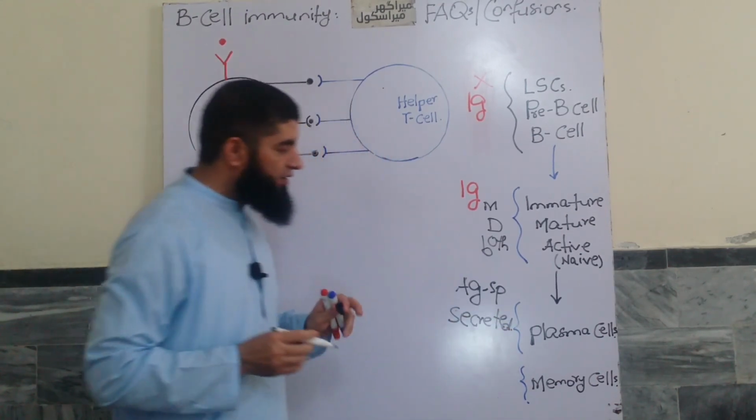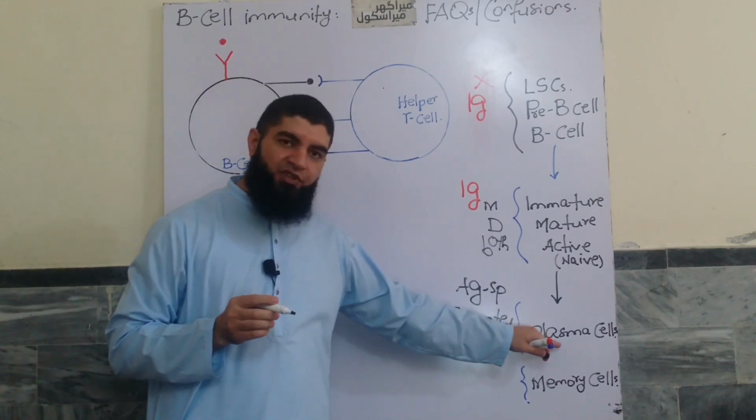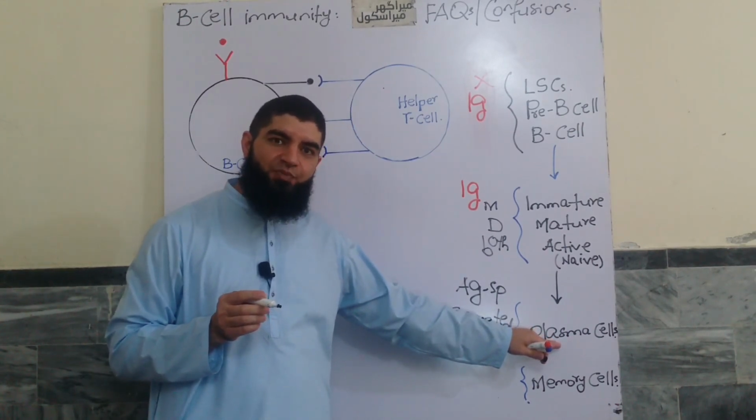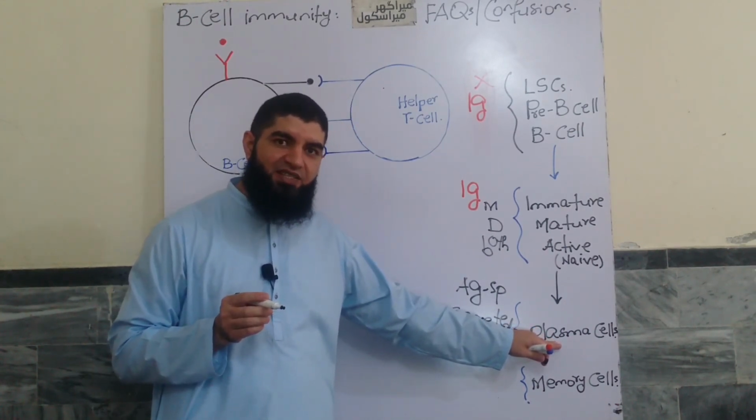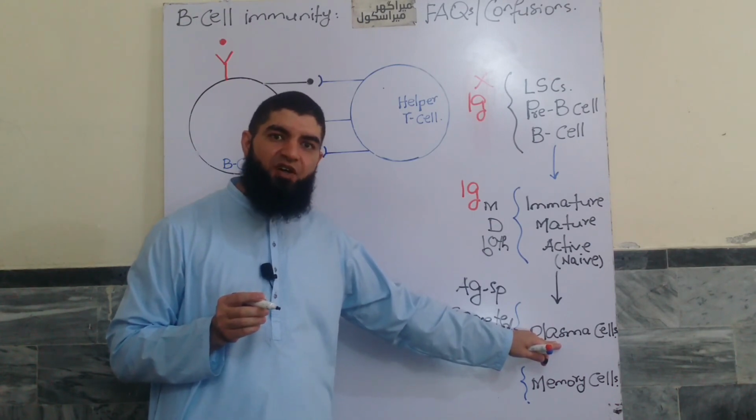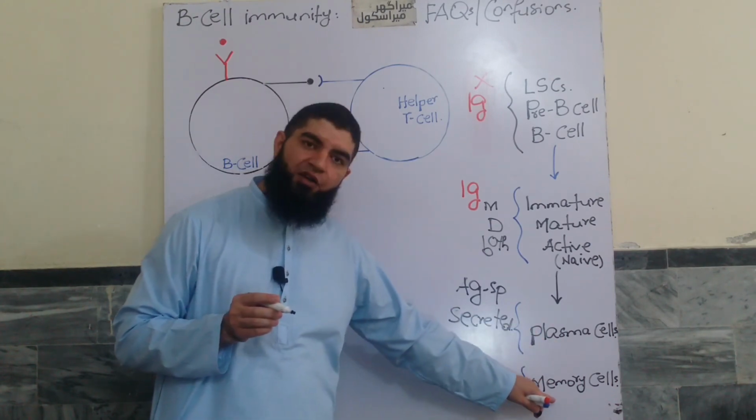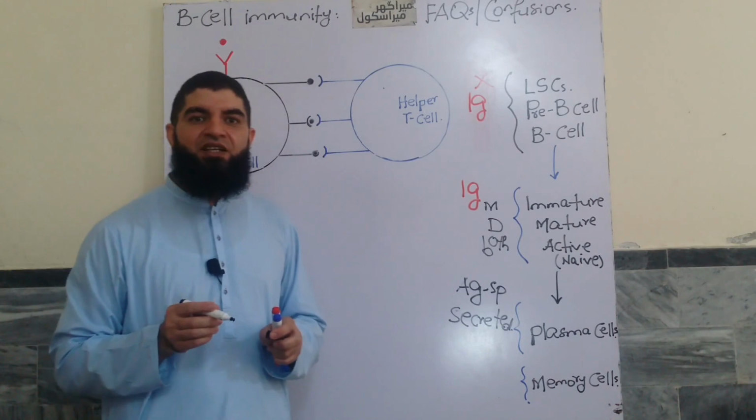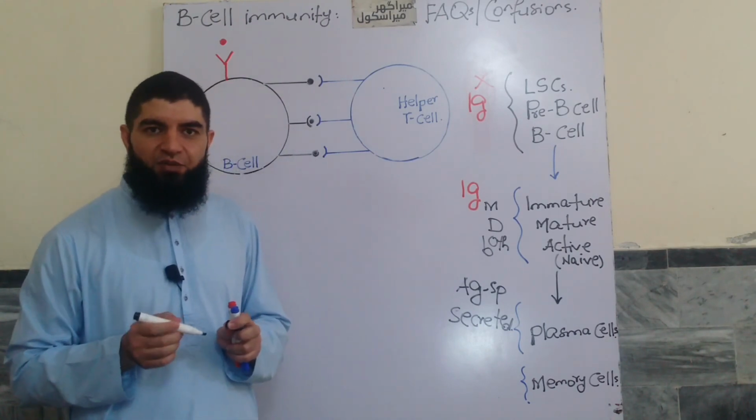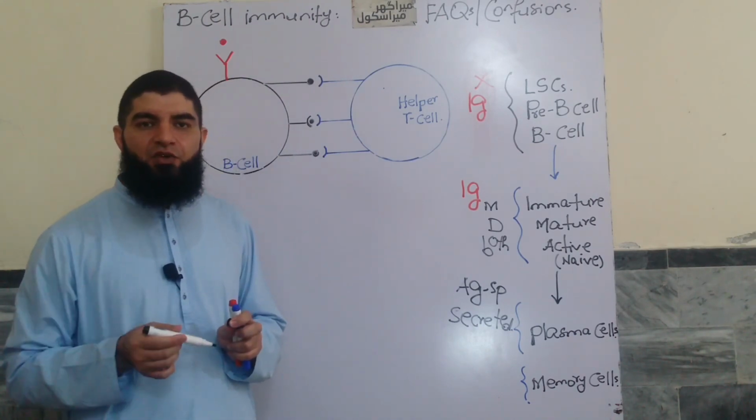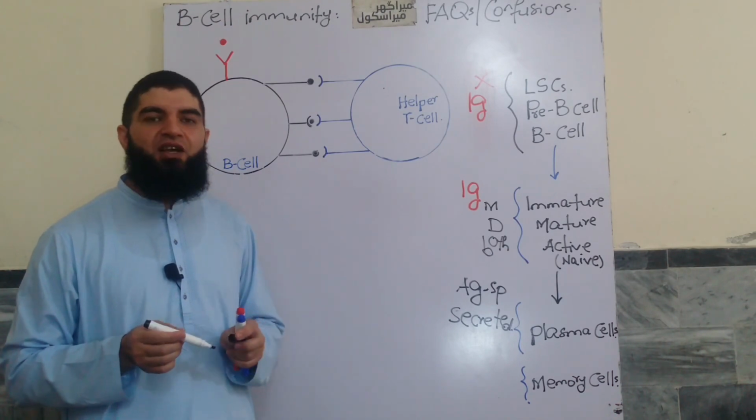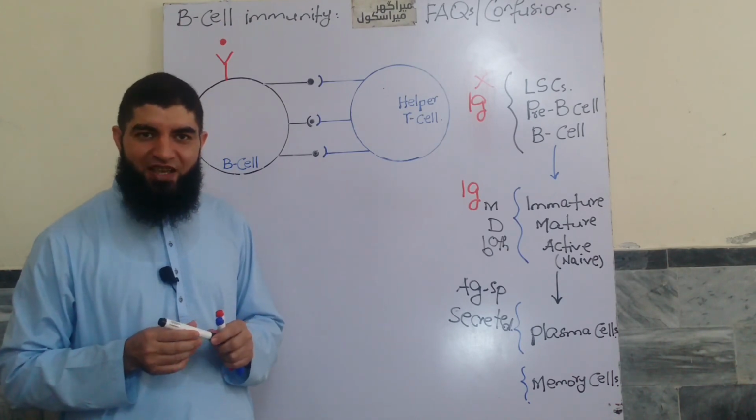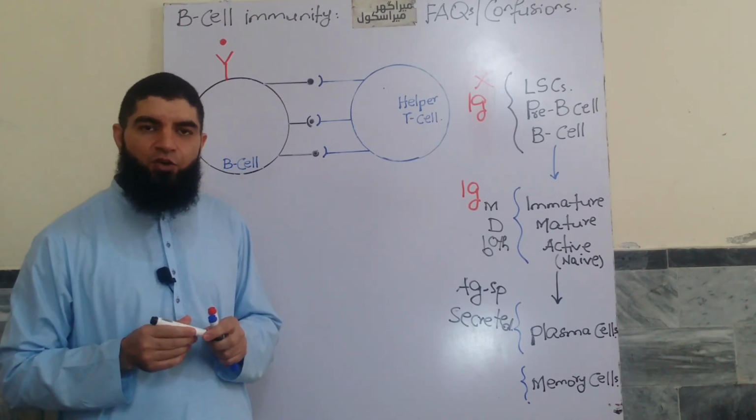When they are activated, some of them undergo a clonal expansion to form plasma cells, and at the same time some copies go on to make the memory B cells that repopulate the bone marrow and serve as a source of activation on re-exposure to the same antigen or microbe in future.